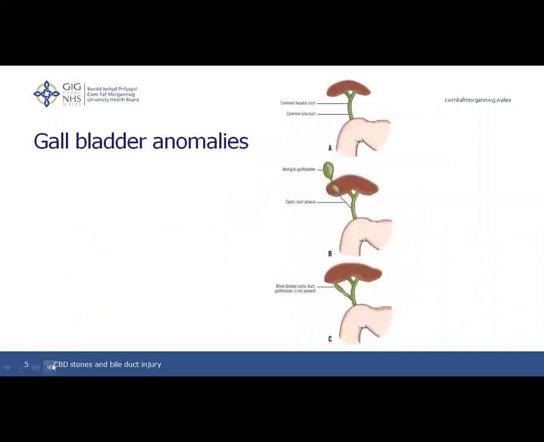So the few anomalies of the gallbladder are like absence of the gallbladder. There are plenty of times where we try to search for the gallbladder, and many times the gallbladder can be absent. There's something called a vestigial gallbladder, where the cystic duct gets narrowed and there's an atresia of the cystic duct, where the gallbladder just stays there as a remnant organ without doing any function. Or sometimes the gallbladder can be just a blind-ended sac without any function. There's no storage capacity for the gallbladder.